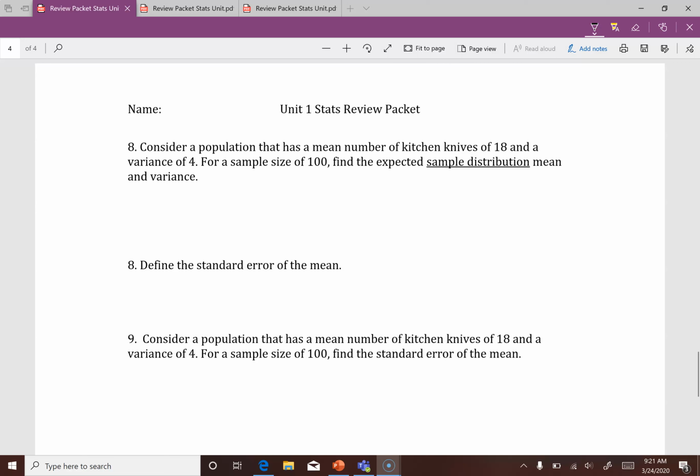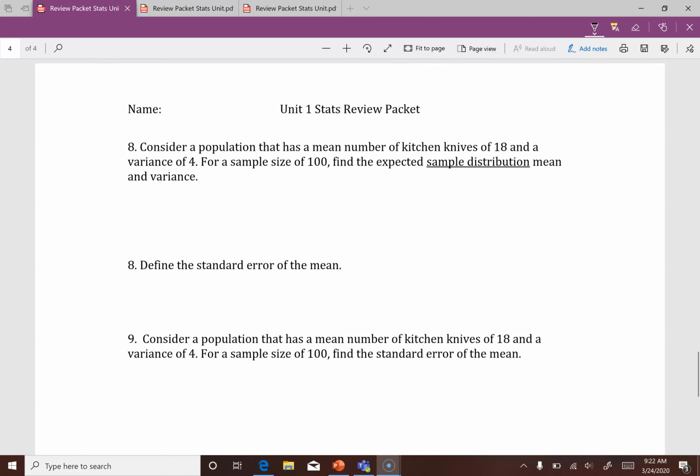All right, last page, page 4. Consider a population that has a mean number of kitchen knives of 18 and a variance of 4, right? That would be 4 knives squared. For a sample size of 100, find the expected sample distribution mean and the variance.